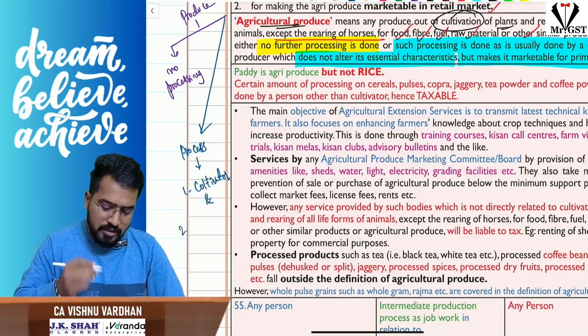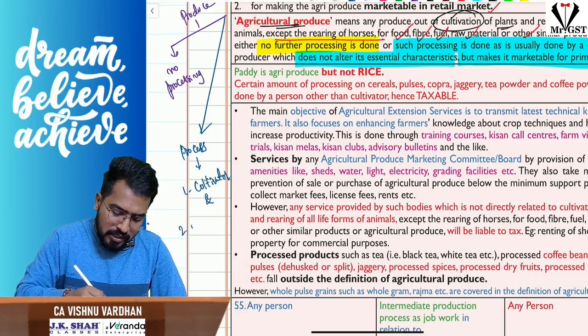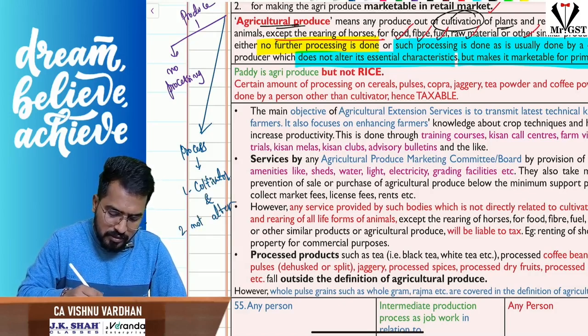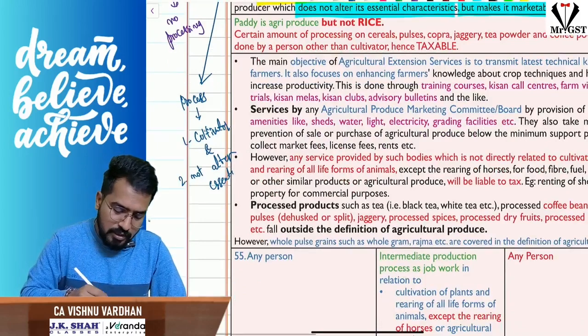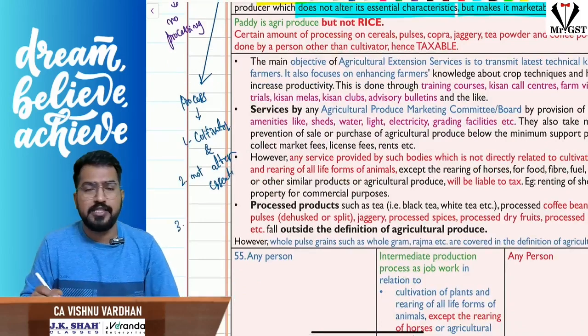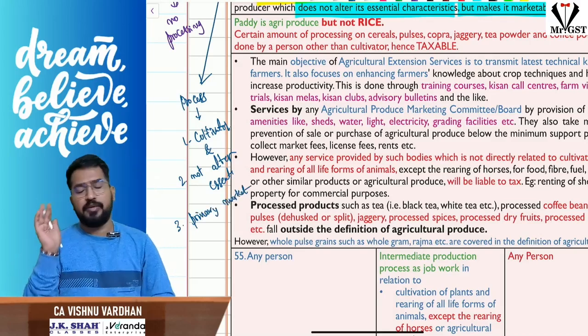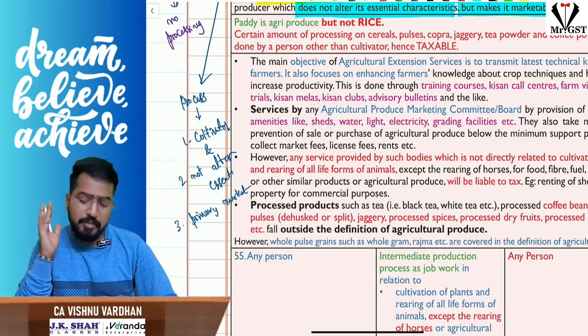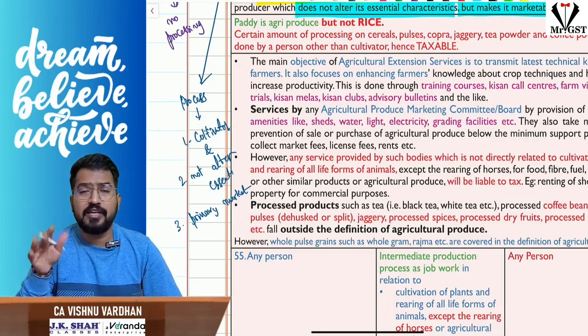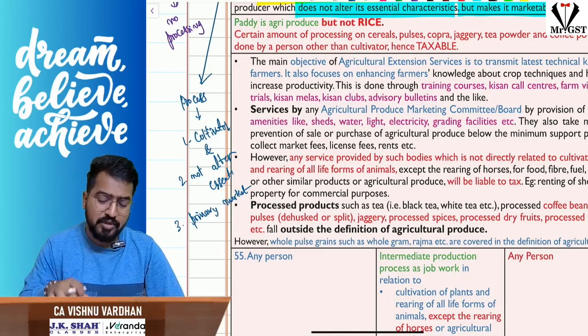And what is the next one? It should not alter the essential characteristic. And the third point is, sir, it is only for the primary market. It should be for making it marketable in the primary market. Then only that activity is called agricultural produce. That produce is called agricultural produce.